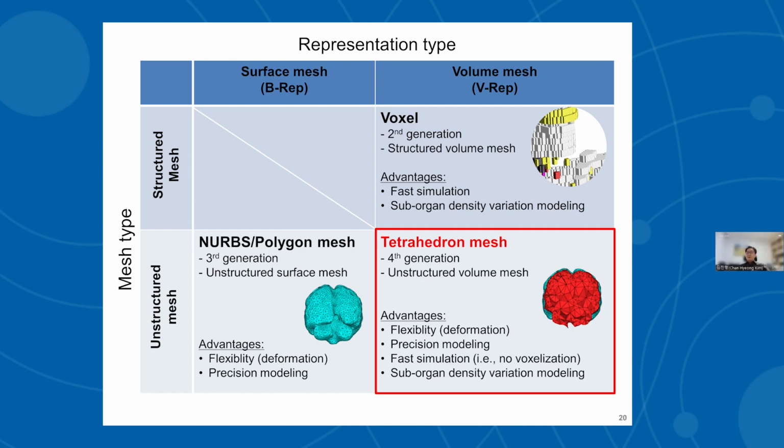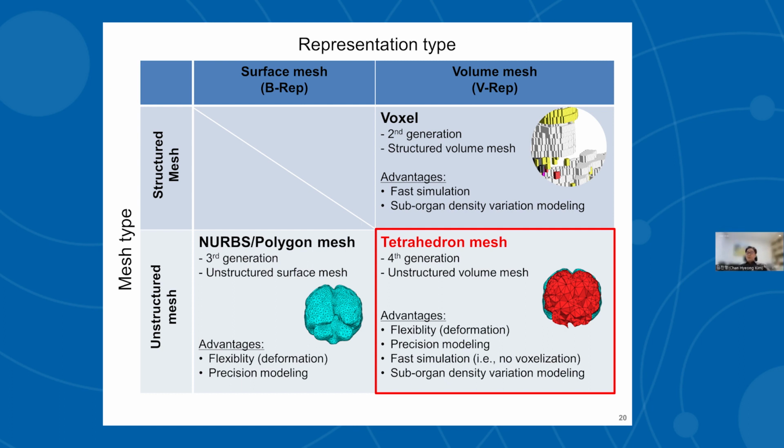Finally, the tetrahedral mesh geometry, which is used for new mesh type reference computational phantoms, is classified as unstructured volume mesh. It is unstructured mesh and it is volume mesh based on volumetric representation, considering that in this geometry, an organ is defined by many volumetric cells, that is tetrahedrons. This geometry has the advantages of both voxel geometry and NURBS polygon mesh geometry.